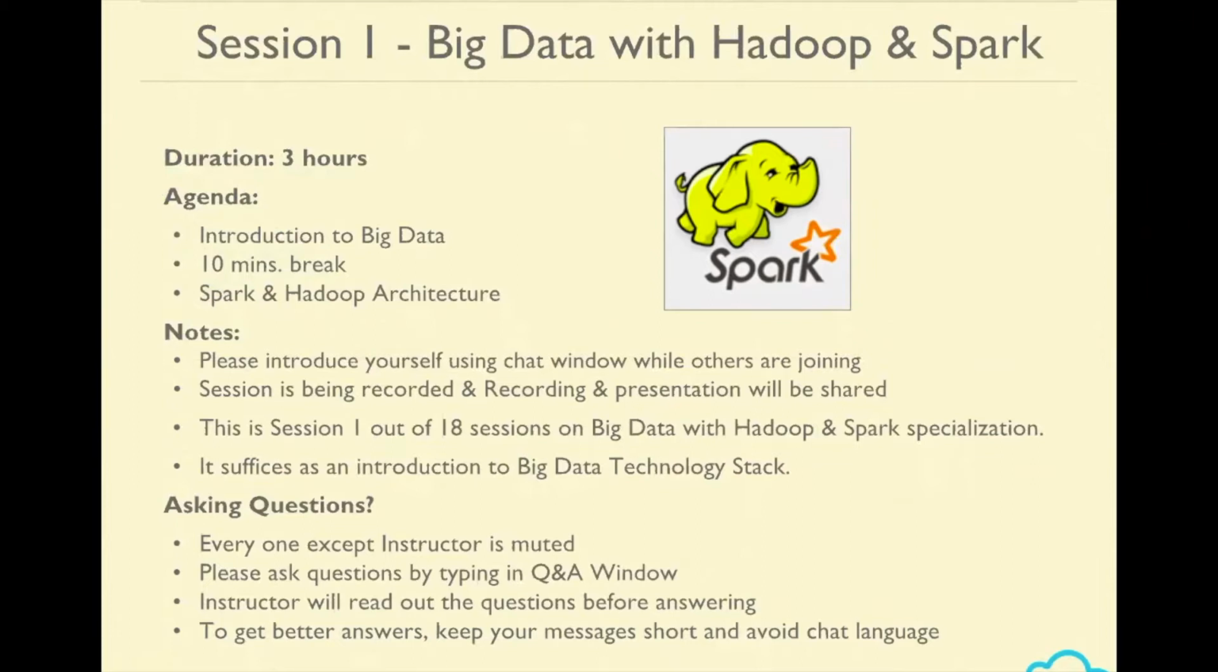The second part, after the break, in the middle of it, around 9:30 p.m. IST, we'll have a 10 minutes break. After the break, we will talk about Spark and Hadoop ecosystems and architectures. We will go into the details of both.